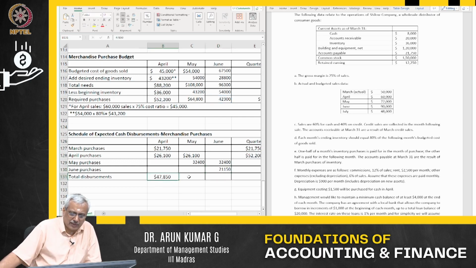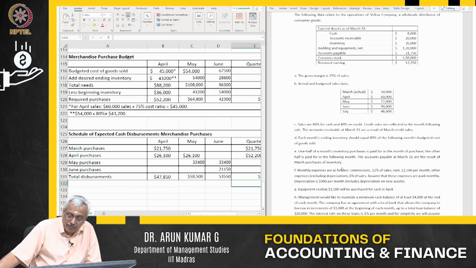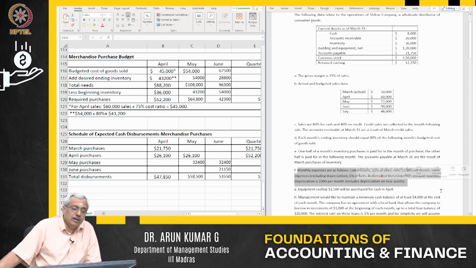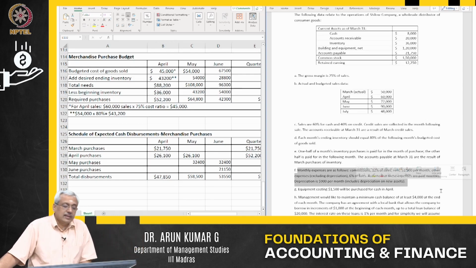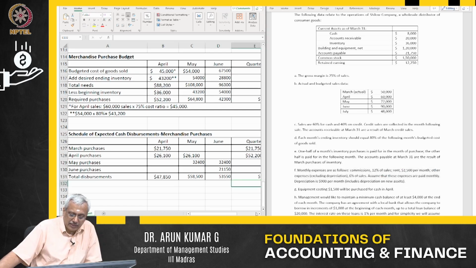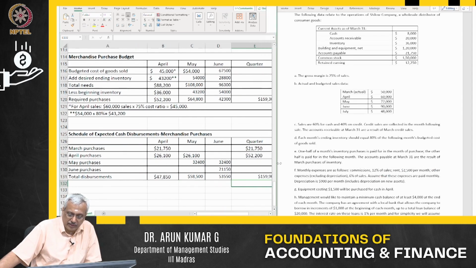So, what is the total disbursement I basically have? The total disbursement I have is this, and then total disbursement for the quarter is so much. For merchandise only, I have not looked at the other monthly expenditures, please note. All that we will look at when we do the cash budget as we go along in this particular case. When we do the cash budget, we will take up all those things.